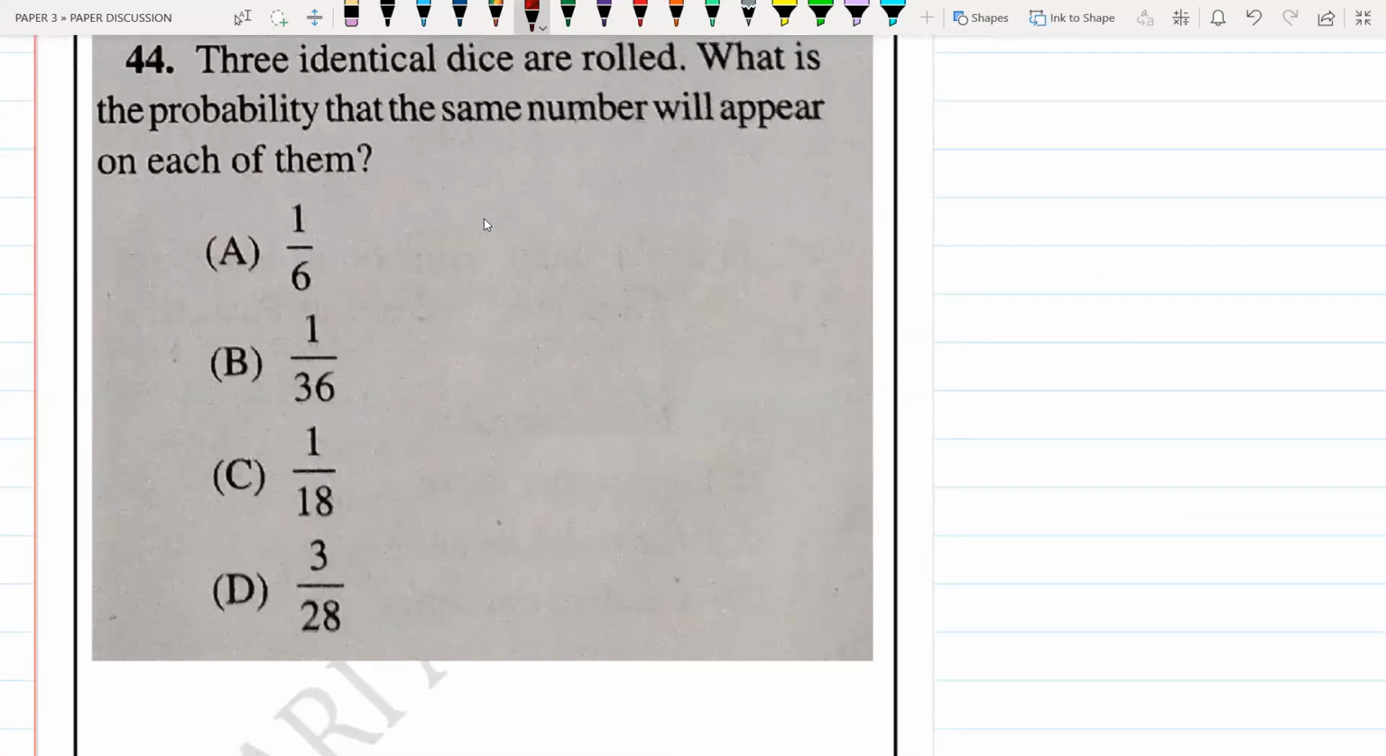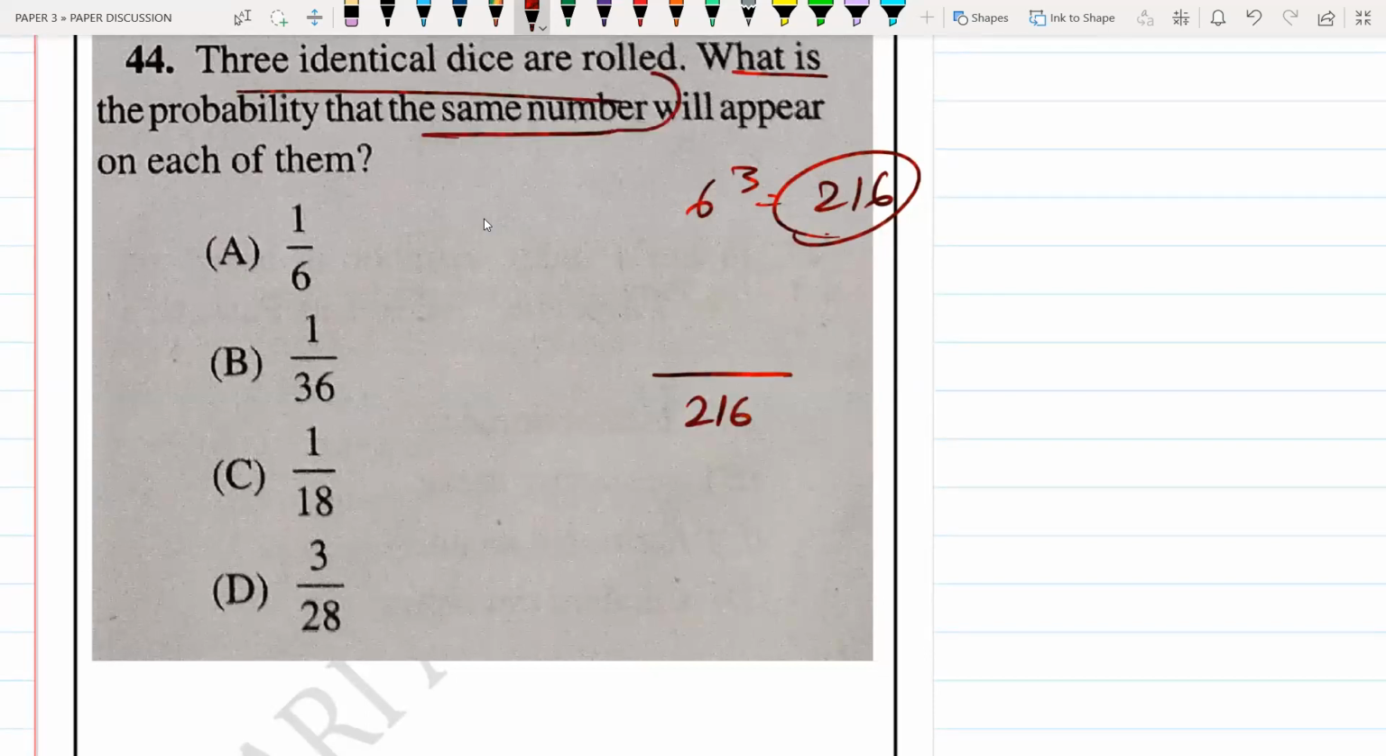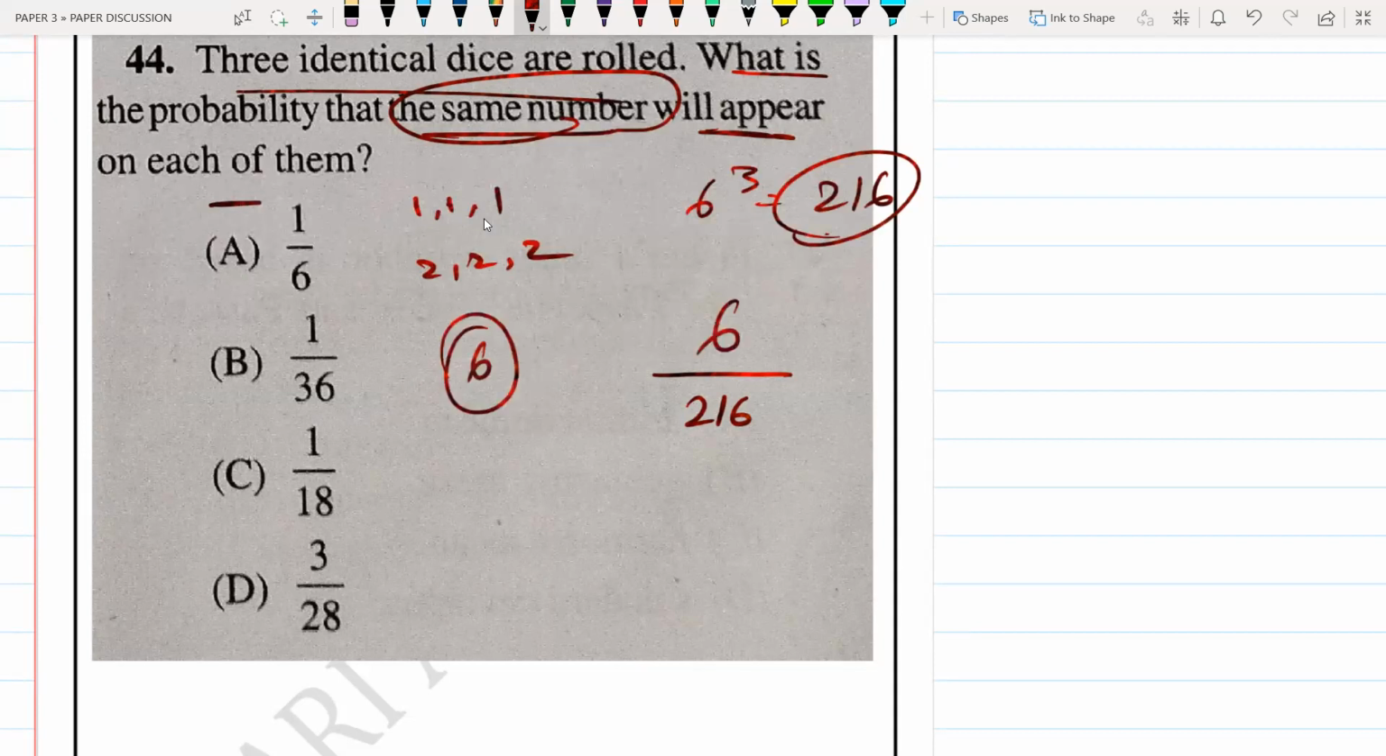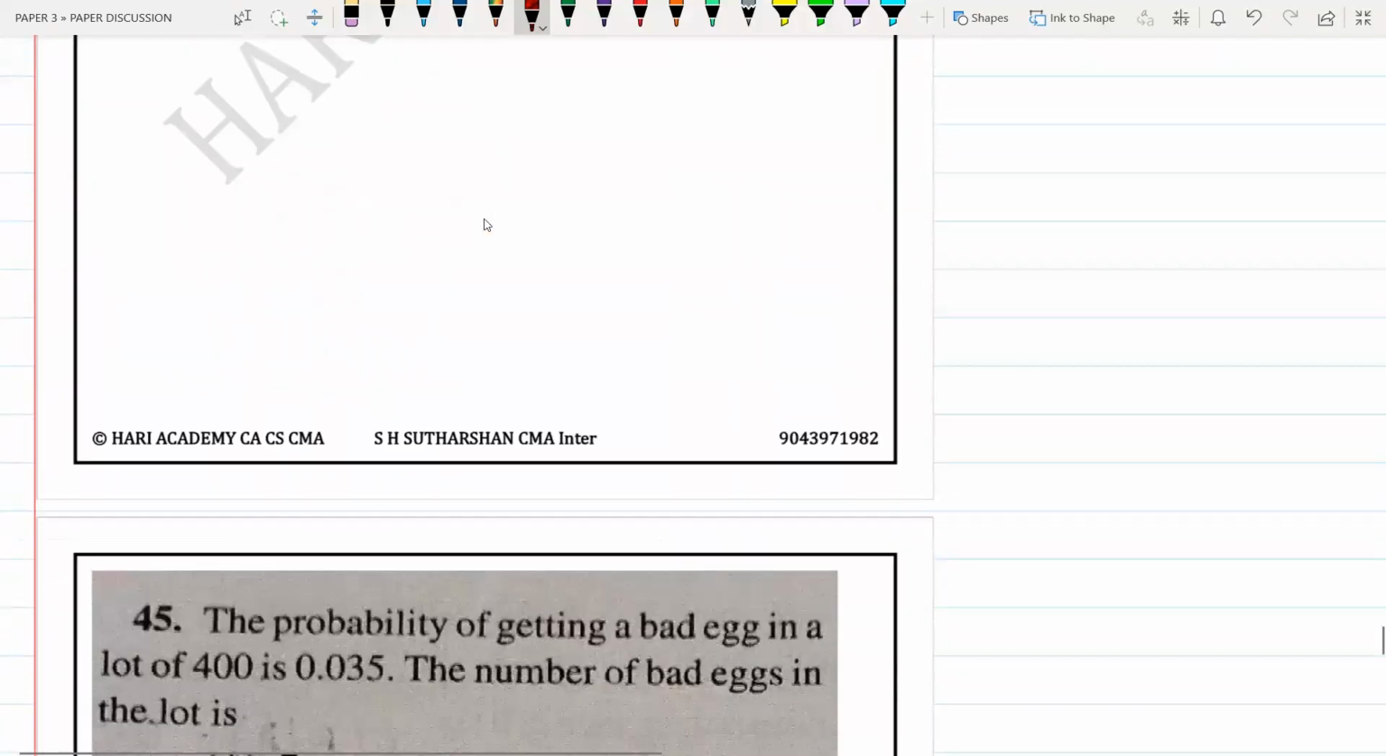Then 44. Three identical dice are thrown. That is 6 cube. What is 6 cube? 216 is your answer. That's going to be your denominator. What will be the probability of the same number appearing on each of them? 1, 1, 1, 2, 2, 2, like this, how many times will it appear? Only 6 times. So 6 divided by 216 will become 1 divided by 36. My final value is going to be Option B.